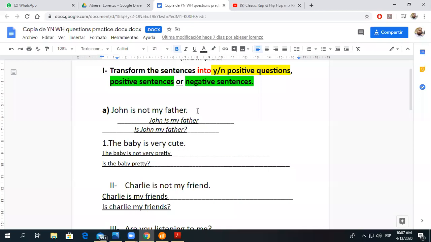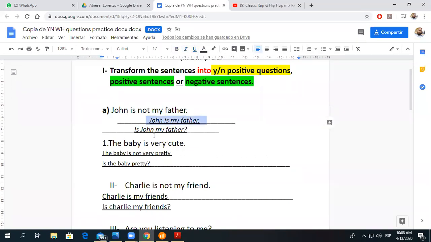So, John is not my father. Guys, whoever has the microphone on, please turn it off. John is not my father. That's the example, okay? So what do you have? This is a negative sentence. So you have to put here the question and the affirmative. So you have John is my father, affirmative with the verb to be. And the question, is John my father? That's the question.